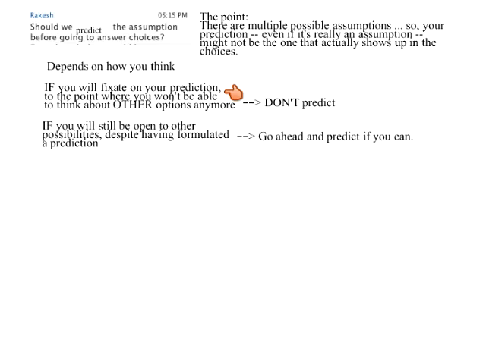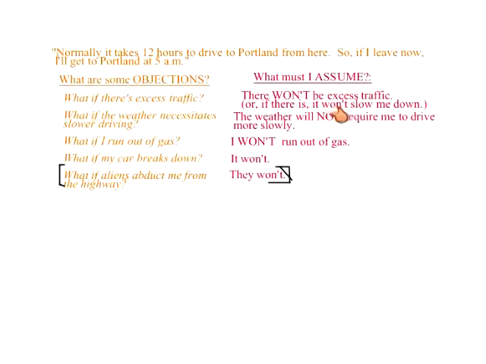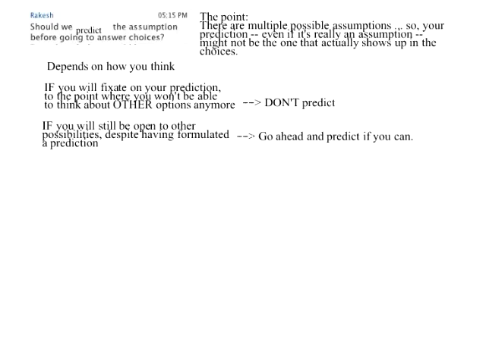So for me in these choices, it'd be a bad idea to make a prediction, because then I would be looking for my prediction, and if I saw the other thing, I just wouldn't recognize it. If I predicted I won't run out of gas, I wouldn't notice the traffic light. I'd be like, not what I was thinking. So if you're like that, don't make a prediction, because it'll close your mind off to other things, and very often the assumption they pick will be another thing.